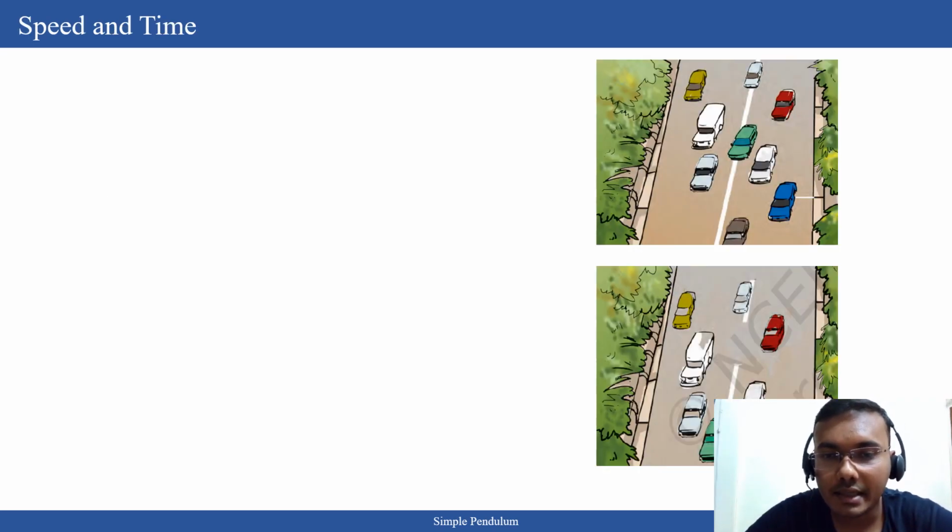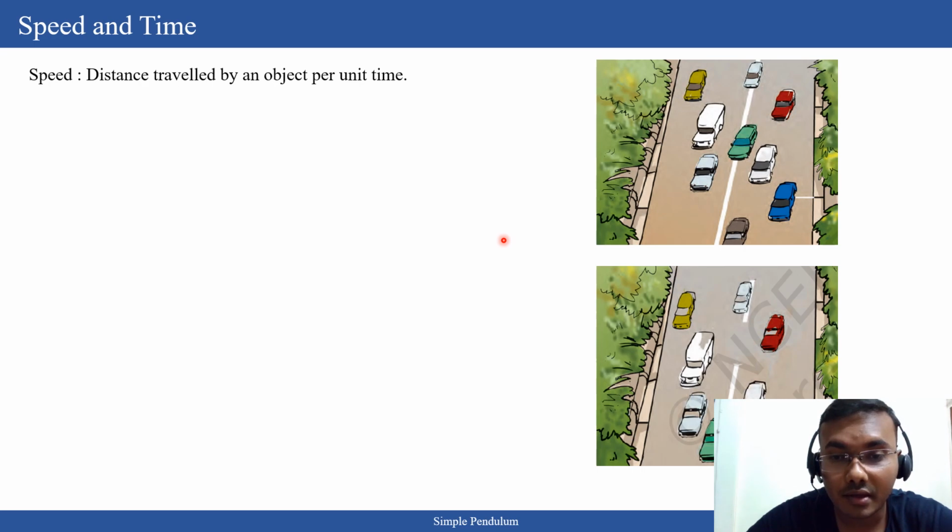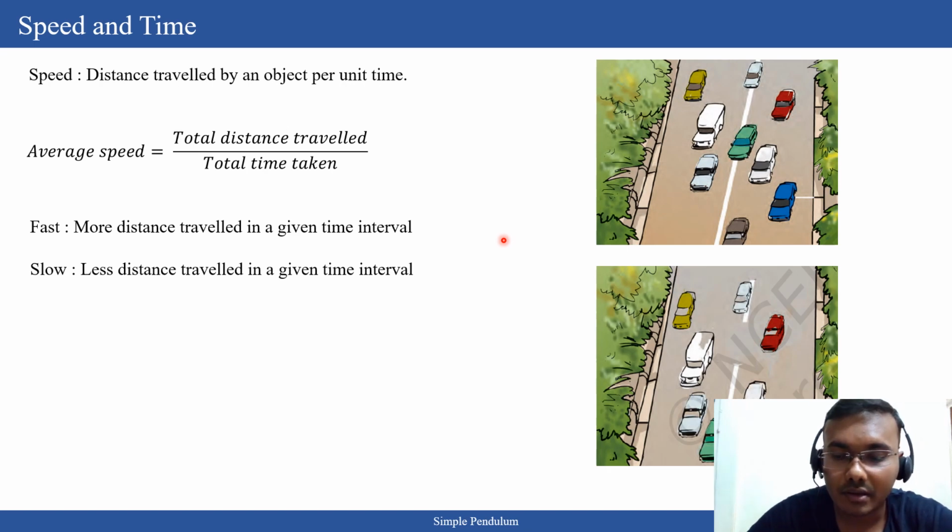So coming to speed and time, here on the right you can see that there are two figures taken at two time instants. This is the first time instant and this is the second time instant after some duration of time. By seeing the figure, we can easily predict which car is moving fast or slow. Of course in real life we can say whether an object moves fast or slow by comparing its speed. Speed is the distance traveled by an object per unit time, and its formula is given by average speed is equal to total distance traveled divided by total time taken.